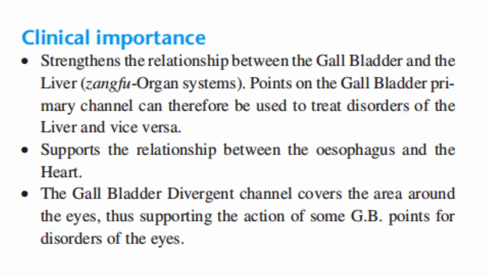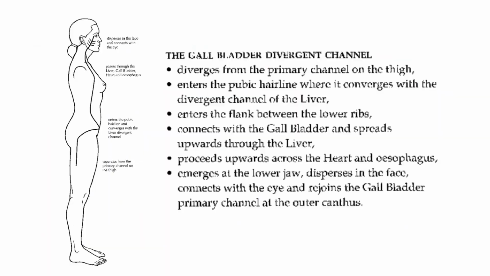Clinical importance. It strengthens the relationship between the gallbladder and the liver in the Zang Fu organ systems. Points on the gallbladder primary channel can therefore be used to treat disorders of the liver and vice versa. It also supports the relationship between the esophagus and the heart, and the gallbladder divergent channel covers the area around the eyes, thus supporting the action of some gallbladder points for disorders of the eyes.